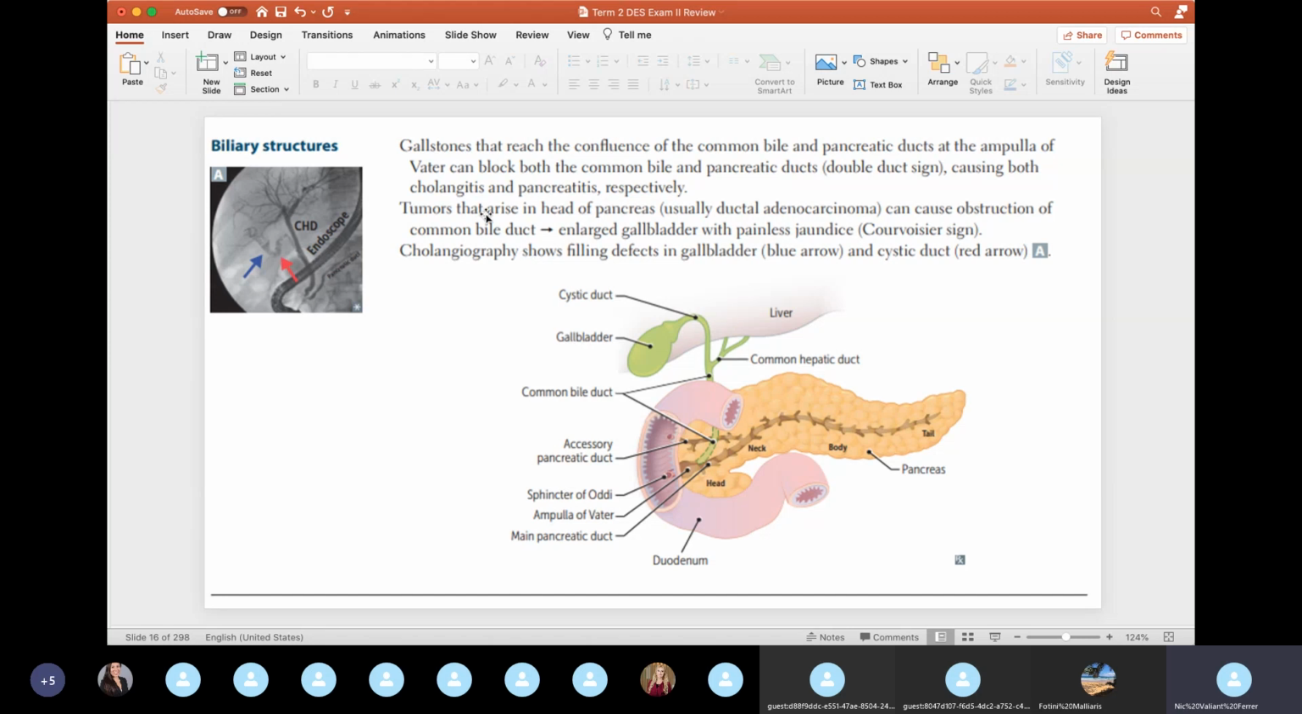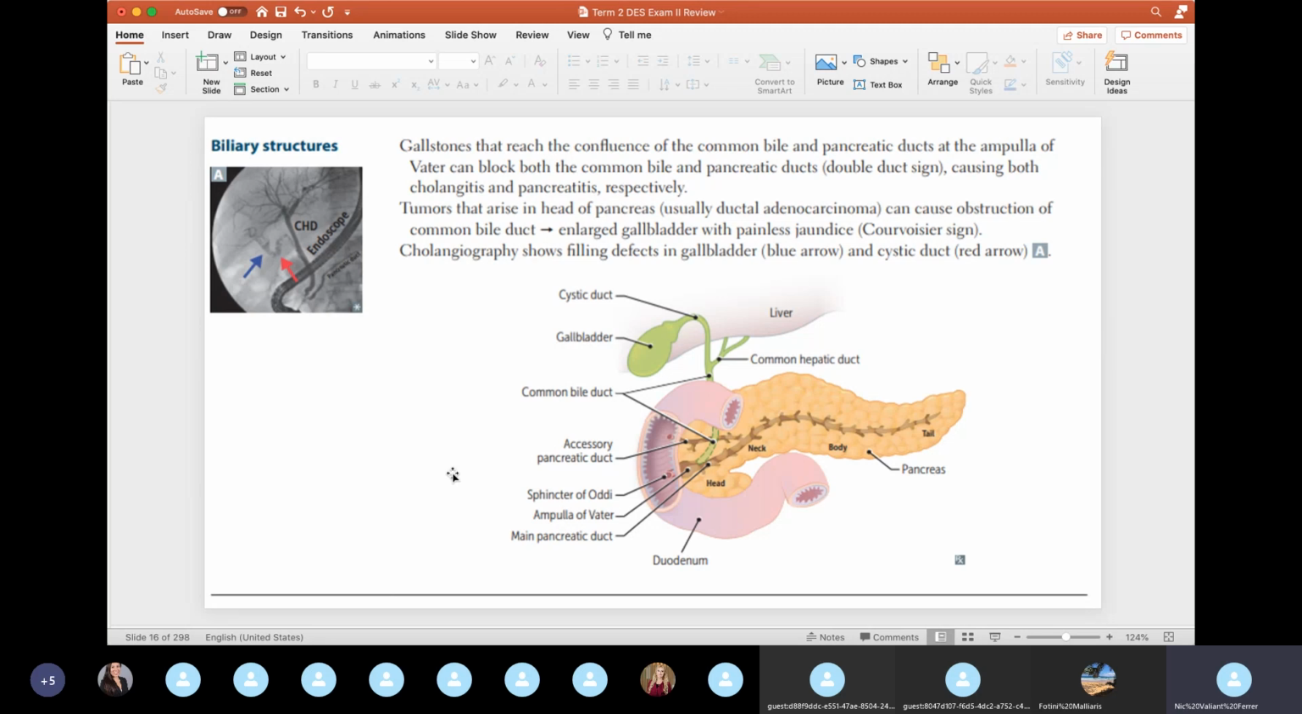So there's a tumor there which causes obstruction of the common bile duct. The gallbladder would be enlarged. However, you can have painless jaundice. Okay. And what if we check cholangiography on the upper left side? You can see a filling defect. Look at the blue arrow here. You can see here the filling defect, and you have a narrowing of your cystic duct.